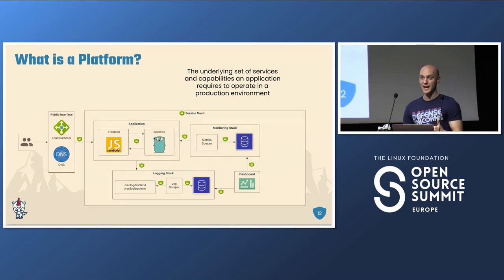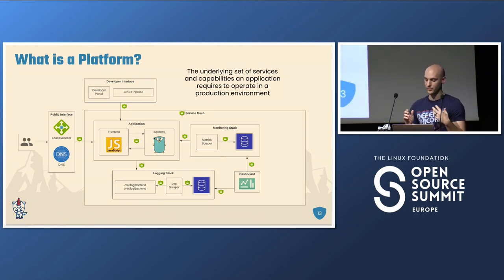Next, we need to make the app accessible to its users. So we need some sort of load balancer along with DNS records. We'll also need a mechanism for internal app devs to deploy new versions of this app and then access those dashboards for logs and metrics. Ideally, we have some sort of developer portal that devs can log into and easily discover those dashboards and get a top-level assessment of the health of the platform and the application running.